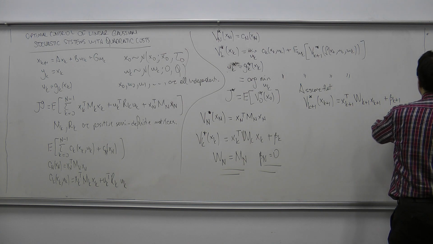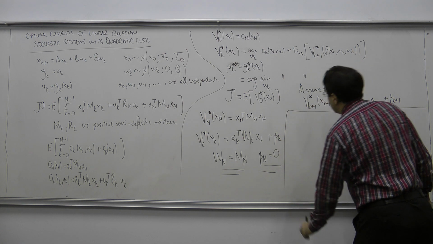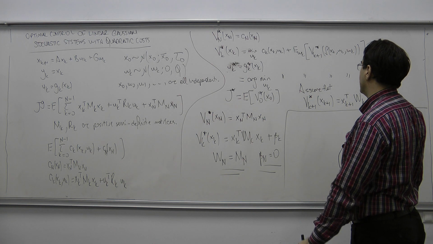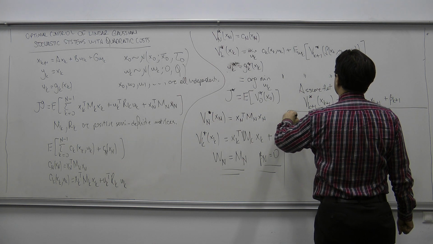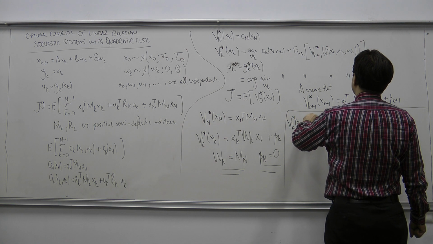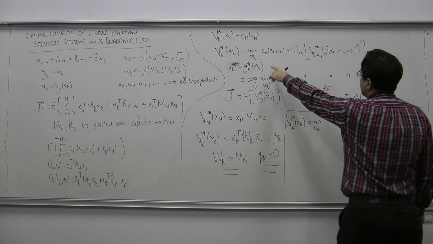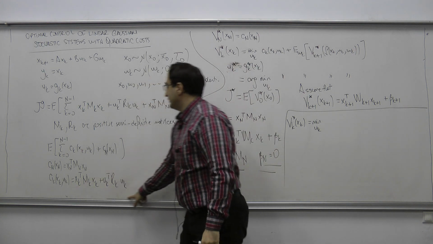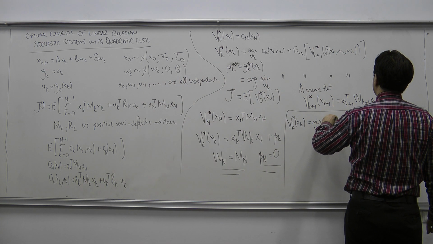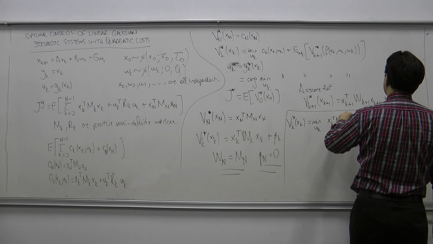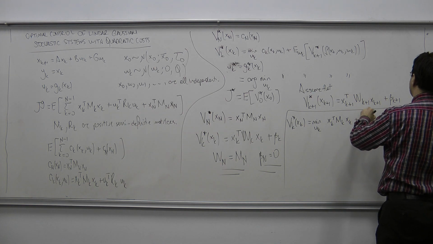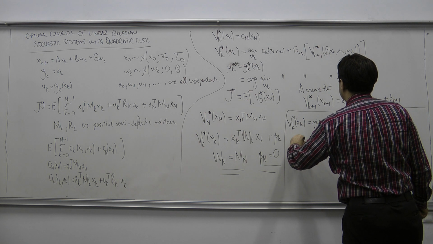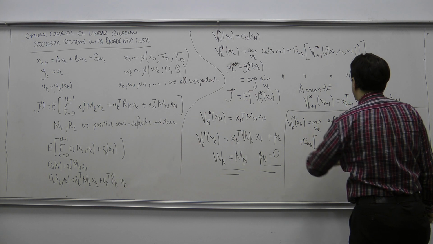So if this is the form of Vk plus 1 star, then I would start calculating Vk star using this dynamic programming algorithm. So now let us compute Vk star of xk. This is the minimum with respect to uk. I will first write the incremental cost at time k, which is given to us by this: xk transpose Mk times xk plus uk transpose Rk uk, plus I need to have the expected value with respect to wk.